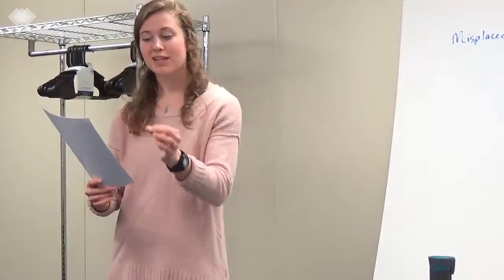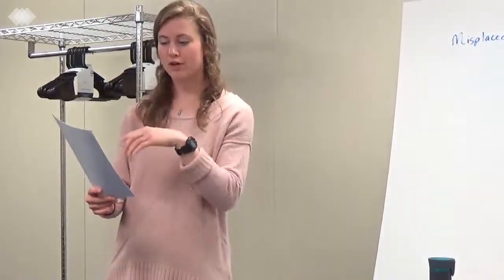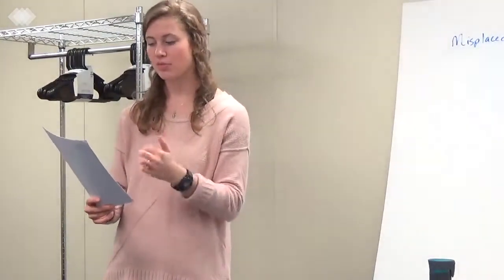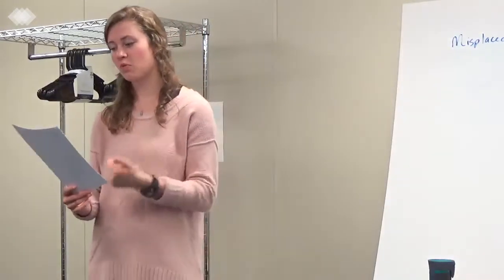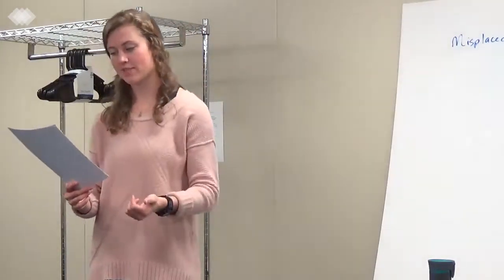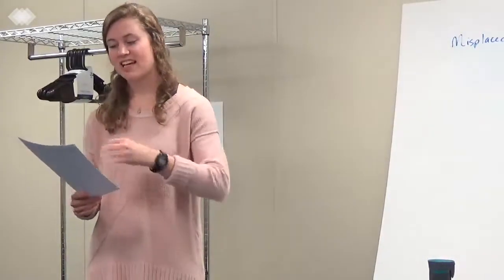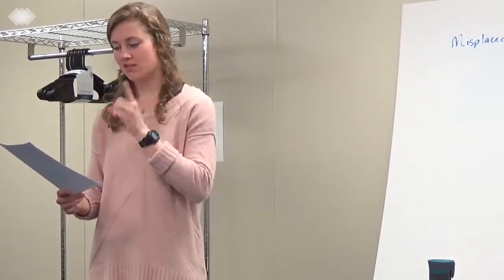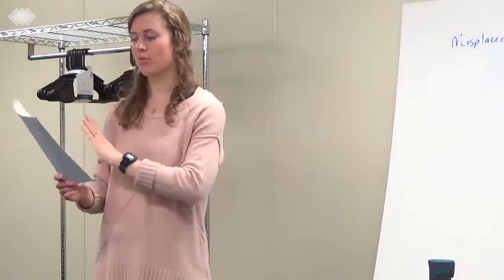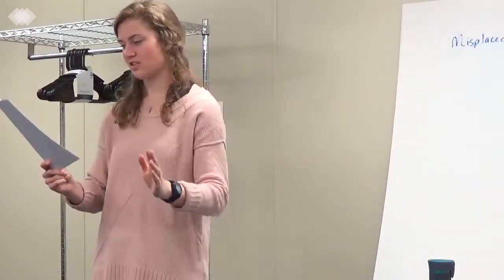So, a misplaced modifier is a word, phrase, or clause that is improperly separated from the word it modifies or describes. So, that's what a misplaced modifier is. We're going to talk about misplaced and dangling modifiers. We're going to talk about misplaced first. So that's what a misplaced one is. It's just improperly separated from the thing it's describing.